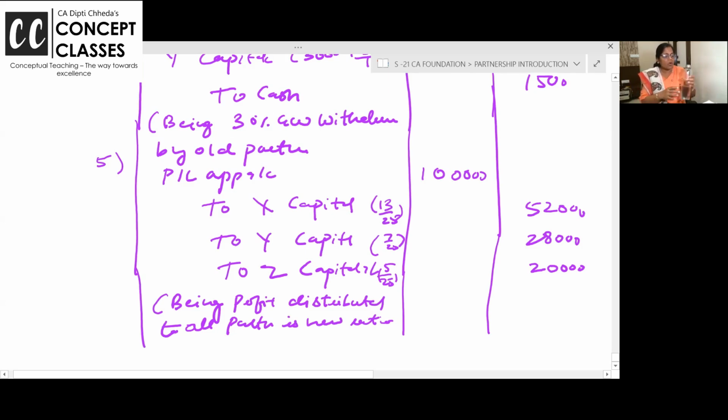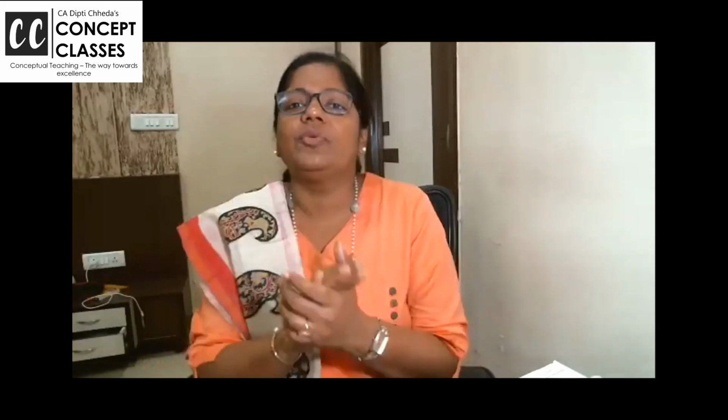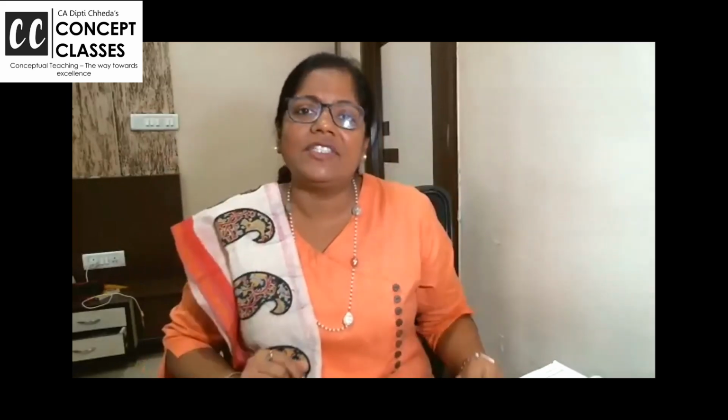Profit, whatever is got, give it to all the partners in the new ratio. Okay? Right. How many methods of goodwill have we done? Bring premium for goodwill. Don't bring premium. We will debit your capital account, or a combination of first and second. 3 methods of writing journal entries of goodwill.